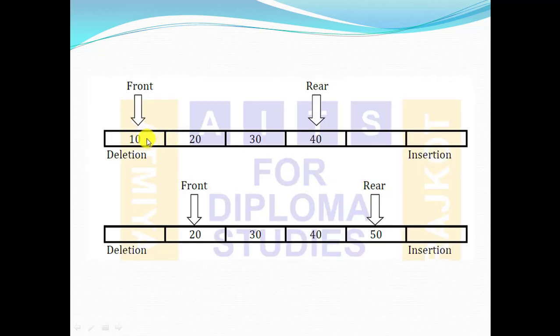Let's take one example. This is a queue. There are 4 elements in the queue and the maximum size is 6. Here front value is 1, so we can delete an element. To delete an element, we have to increase the value of the front pointer, that is 1 plus 1 is equal to 2. So the element 10 will be deleted and front will point to 20.